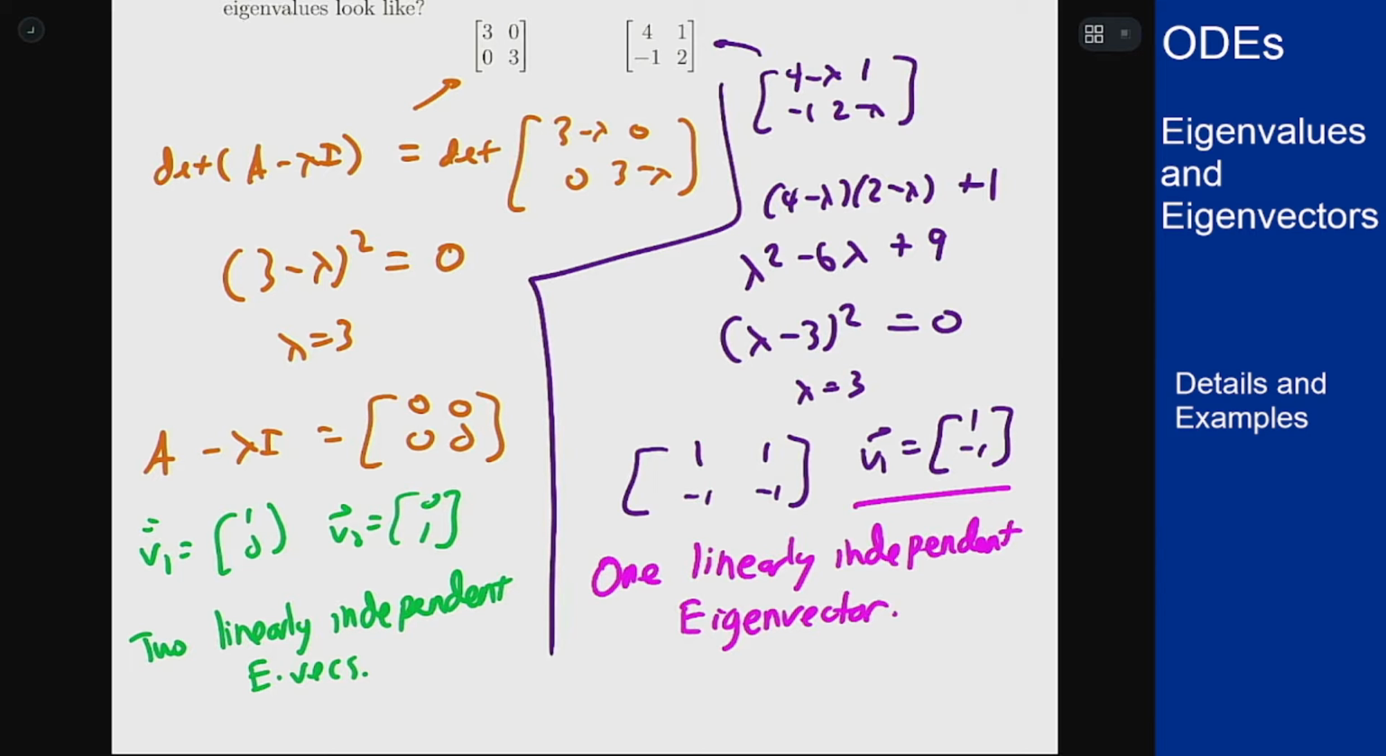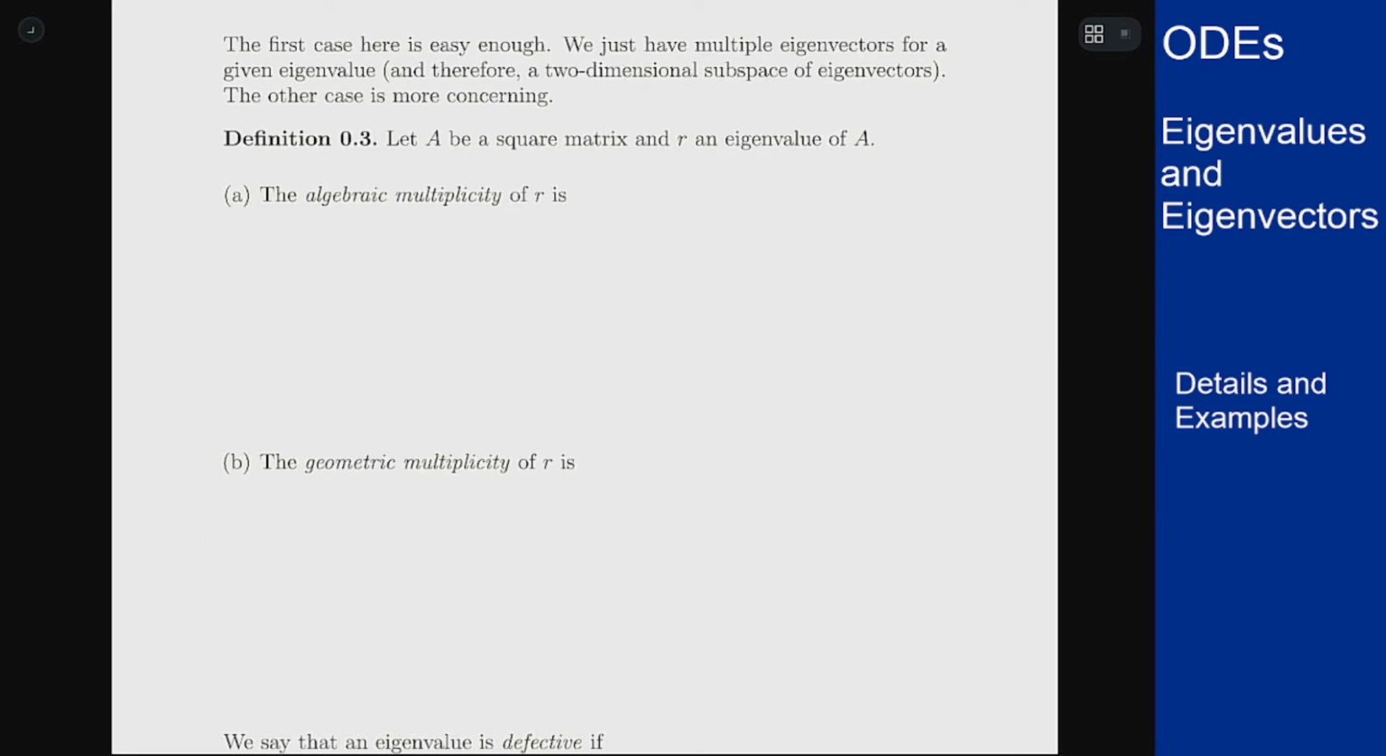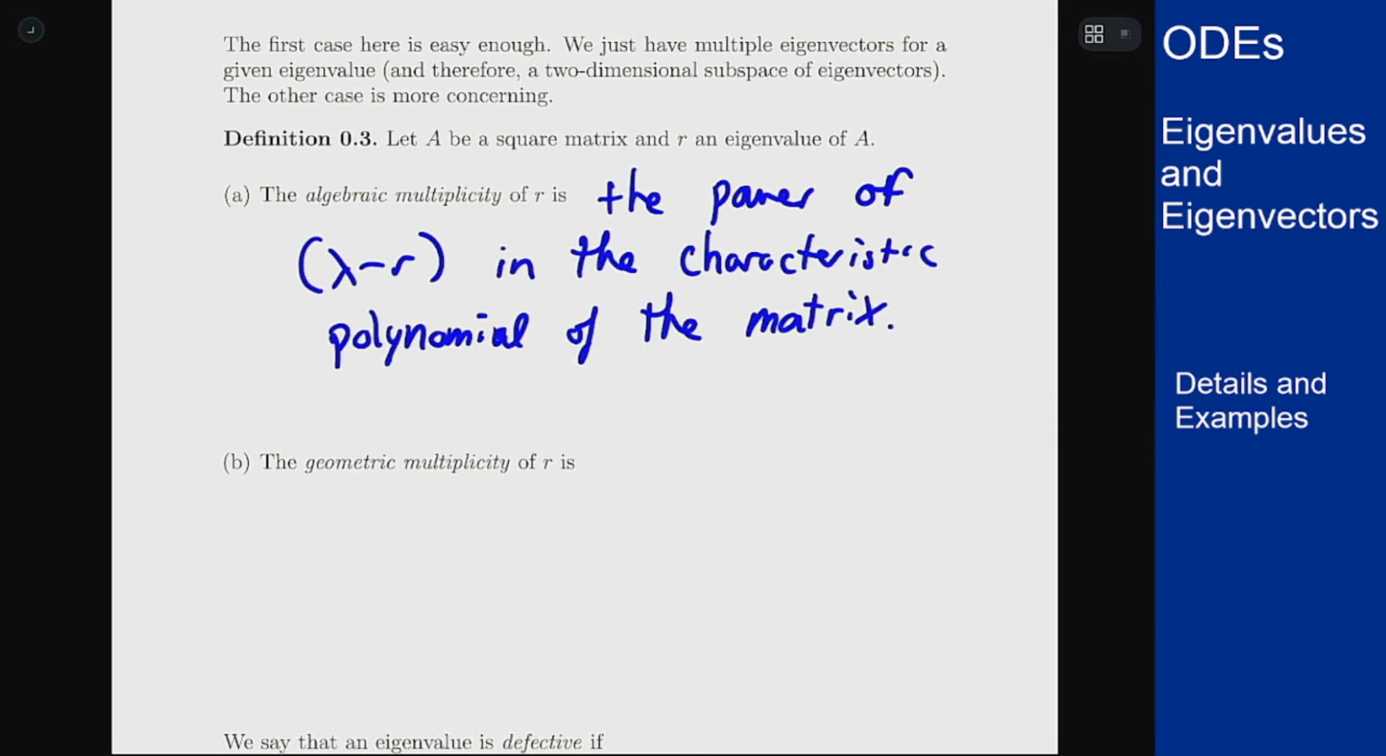Let's define some things here to talk about what's going on. So this lacking case on the right was more concerning. We define some terms here. The algebraic multiplicity of an eigenvalue: so we have a square matrix with r being an eigenvalue. The algebraic multiplicity of r is the power of the factor lambda minus r in the characteristic polynomial of the matrix. And the geometric multiplicity of r is the number of linearly independent eigenvectors I get for eigenvalue r.